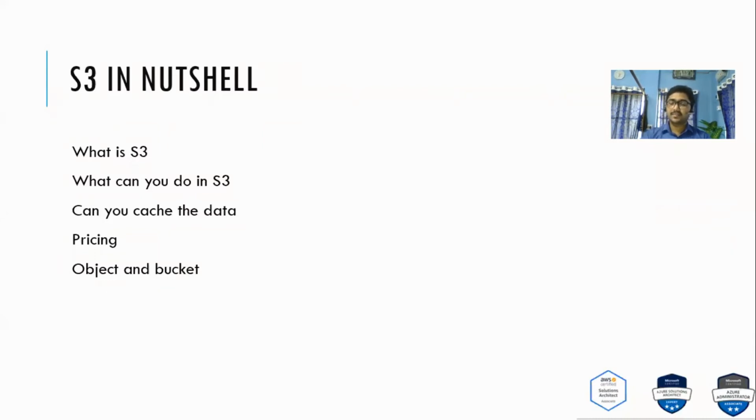And pricing, as I've just mentioned, is very cheap. In the free tier, you are getting around 20,000 get requests and 2,000 put requests for free, and it is very cheap. You are paying basically for the data transfer in and data out, and the storage. So it is a pay-as-you-go service, and it depends on the amount of data you're putting in and the amount of data you're taking out.